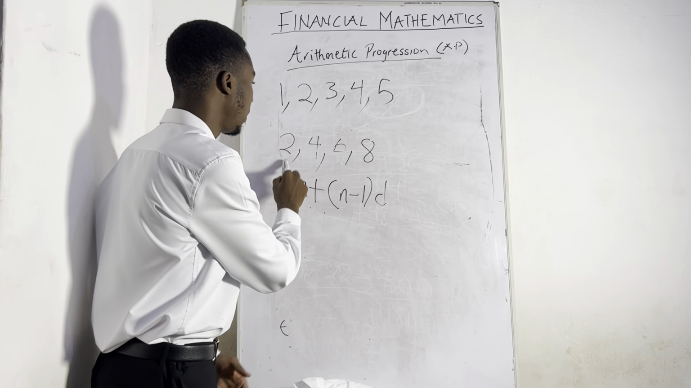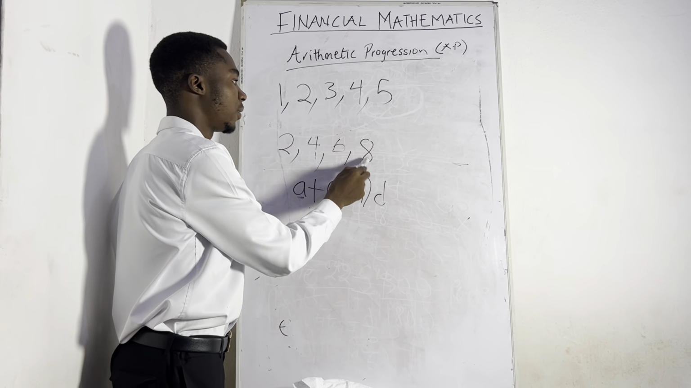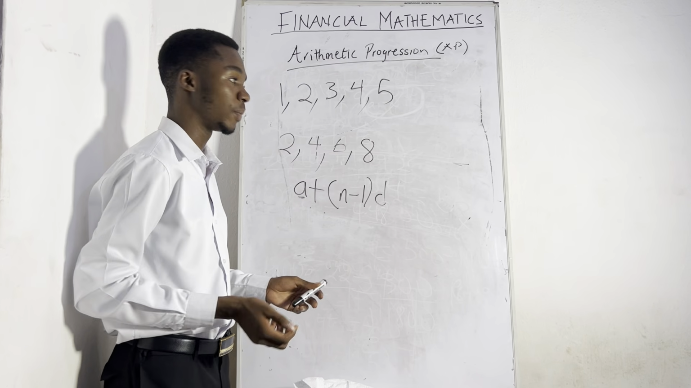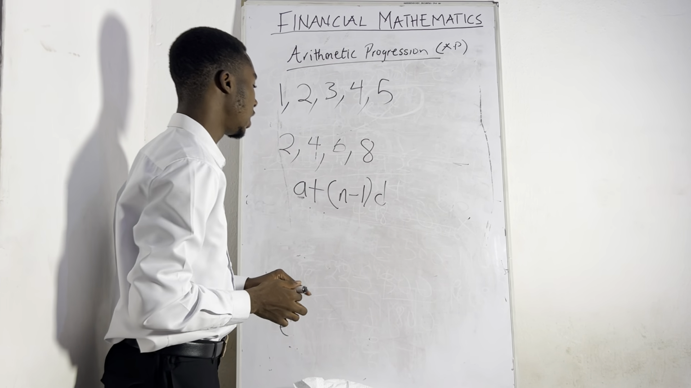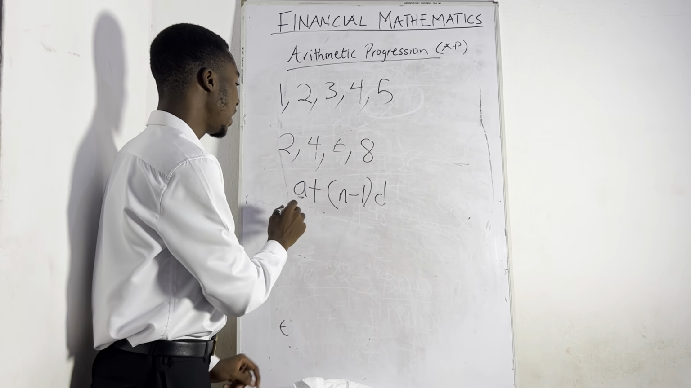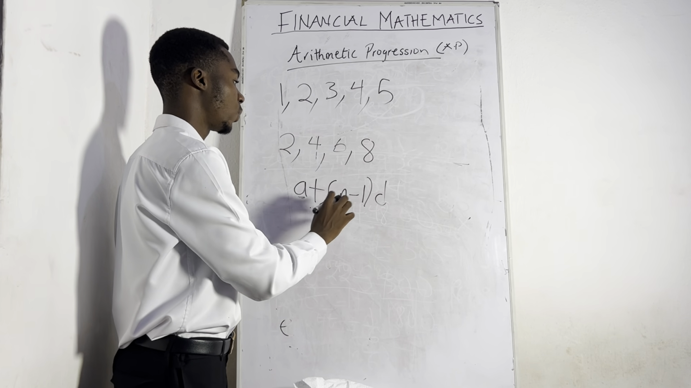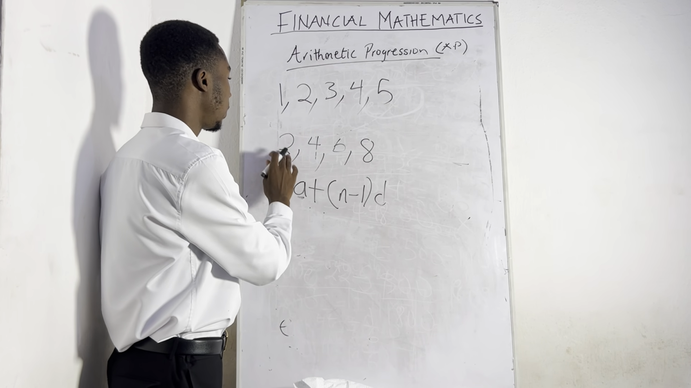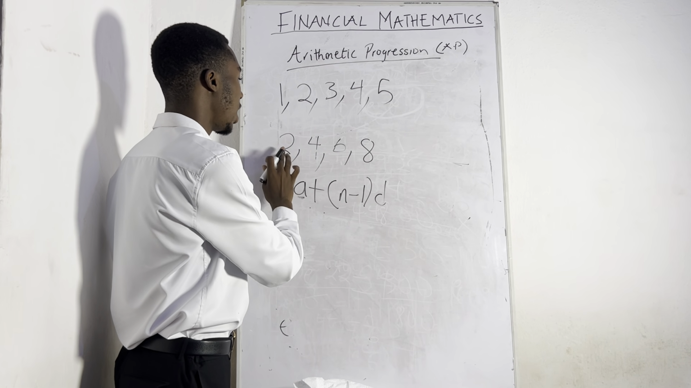This is the first term, this is the second term, this is the third term, this is the fourth term. If you want to know how much you get on the 15th day or the 20th day, you can just use this formula for it. Now let me explain the formula. So the formula is A plus (n minus 1)d. This A is the first term. So this one, we have 2, 4, 6, 8, so our A will be 2.